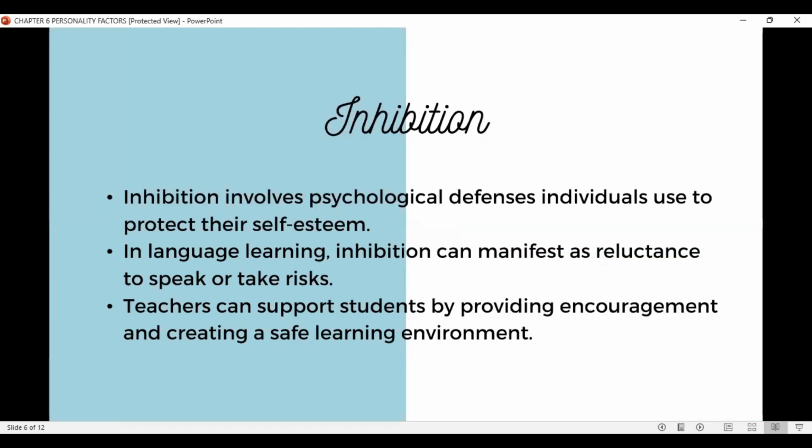Inhibition. Inhibition involves psychological defenses individuals use to protect their self-esteem and avoid threats. In language learning, inhibition can manifest as reluctance to speak or take risks due to fear of mistakes or negative feedback. Overcoming inhibition requires a safe learning environment where students feel empowered to take risks and make errors without fear of judgment. Teachers can support students by providing encouragement, feedback, and opportunities for self-expression to help them overcome inhibitions and engage more actively in language learning. Next slide.